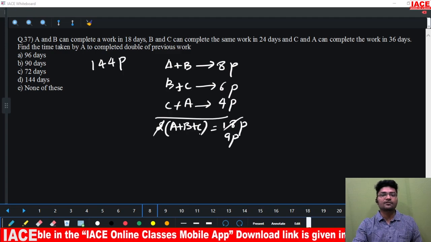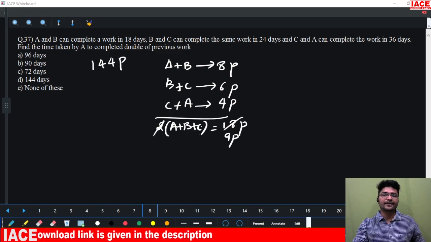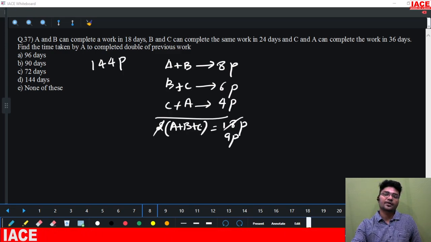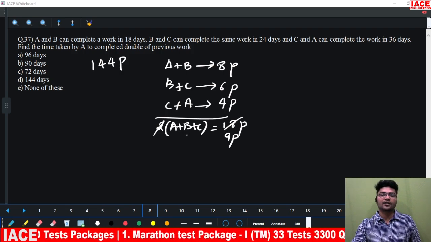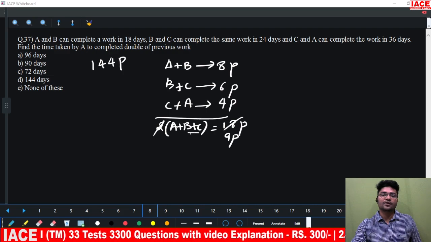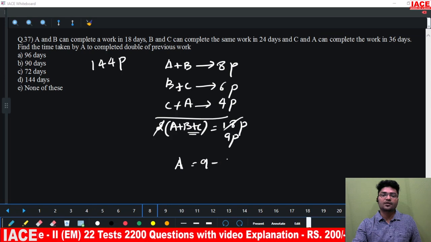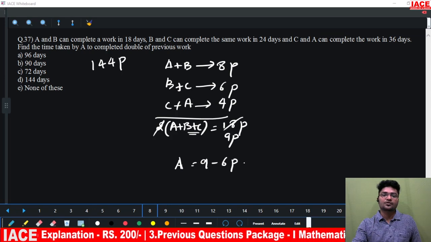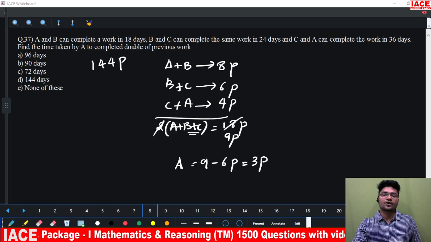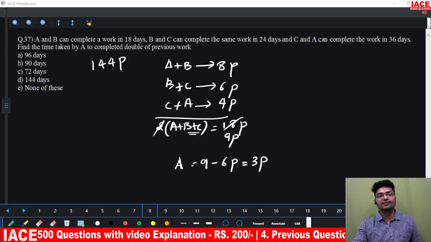So what is the question asking? Find the time taken by A to complete double of previous work. So first I'll find out how much is A doing in one day. A doing in one day means I'll remove this B plus C. That means A is equals to 9 minus how much is B plus C? 6 parts. So this gives us how much? 3 parts. So A alone in one day is doing 3 parts.